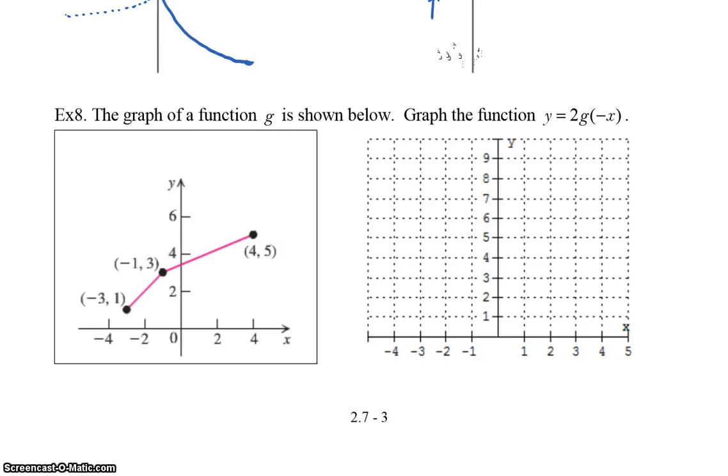The minus x should produce, according to our previous results, a y-axis reflection. When a minus sign is applied to the x within the function, that produces a y-axis reflection. The multiplier of 2 should produce a vertical stretch of the type we saw in our earlier examples. So we have a combination of 2 transformations being applied to the graph of g.